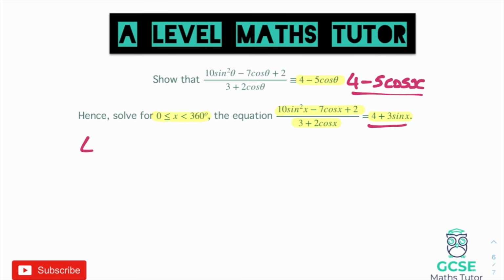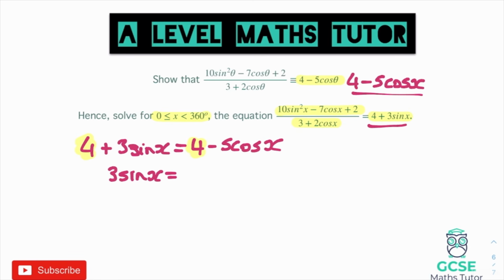So if we say that 4 plus, it doesn't matter which one we write first, let's just go for 4 plus 3 sine x, and that is going to be equal to 4 minus 5 cos x. Now again, we want to solve this, so we want to get this to a point where it only has sin, cos or tan, and we'll think about how we could maybe get there. The first thing that you might notice here is there's a 4 on both sides, so we could minus 4 from both sides, and that would just leave us with 3 sine x, which is going to be equal to negative 5 cos x. So that would be our first step. That's gotten rid of a 4 from both sides.